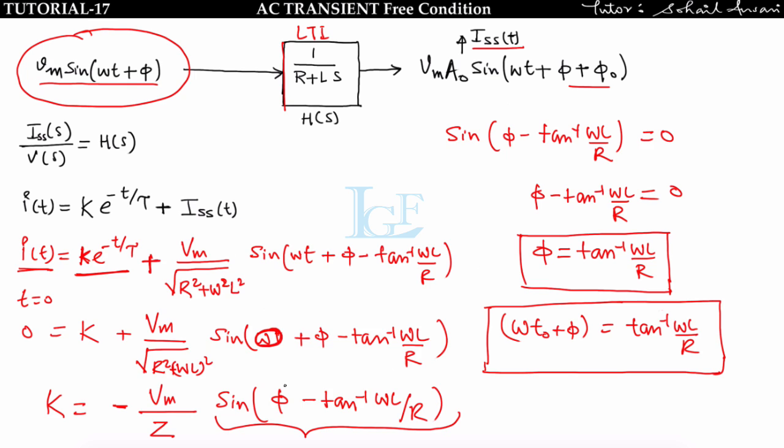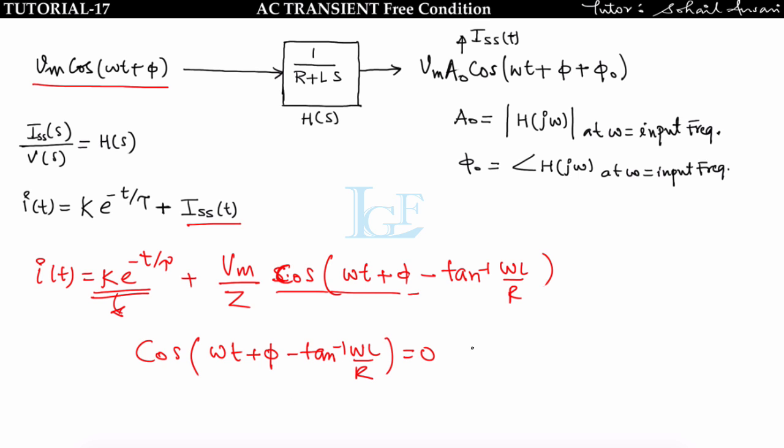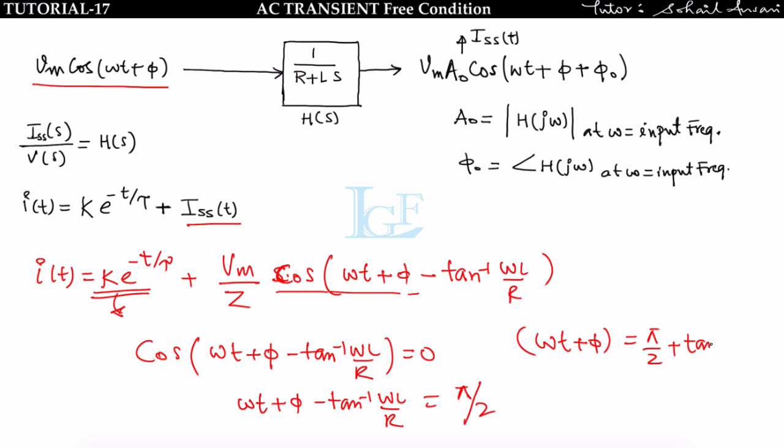Like we have explained how we make k equal to 0, the same approach can be applied here. This can be done when ωt + φ − tan⁻¹(ωL/R) = π/2, since cos is 0 at π/2. So finally I get ωt + φ = π/2 + tan⁻¹(ωL/R). This is the condition when you apply the cosinusoidal voltage. Then the condition for making the circuit transient free will be ωt0 + φ = π/2 + tan⁻¹(ωL/R), where t0 is the closing time and φ is the initial phase.